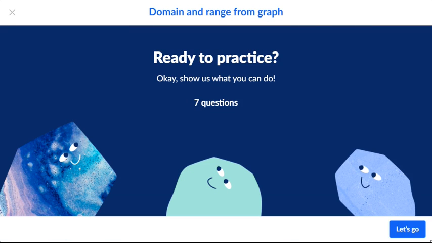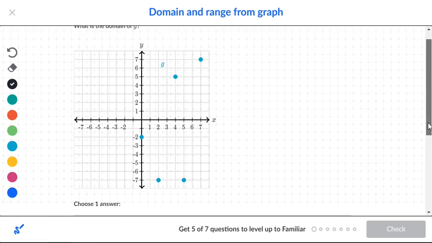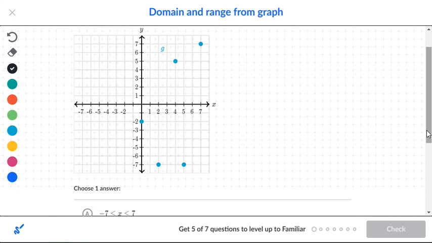Domain and range from a graph. Okay, so we have the following problem. We want to find the domain of G. So all these points here make up G. Now remember domain.